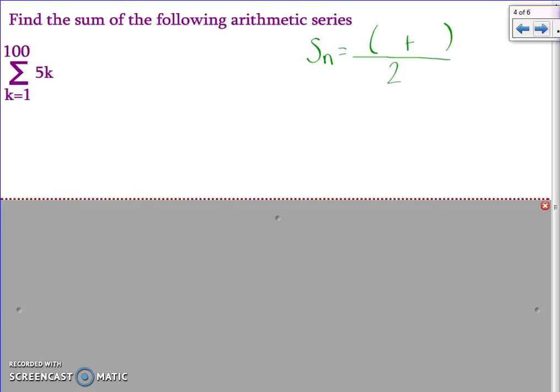Okay, so the number of numbers, well, let's think about this. If we start with 1 and we put in all of the numbers all the way up to 100, how many numbers is that? Well, that would be 100 numbers. Okay, so that's the number of numbers.